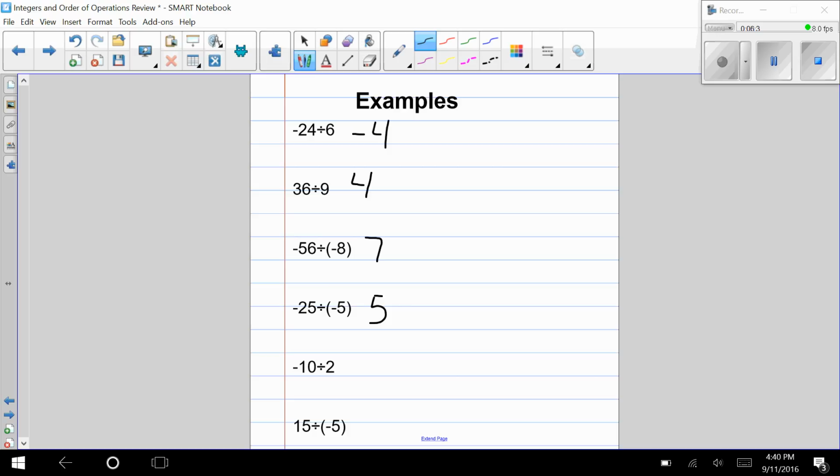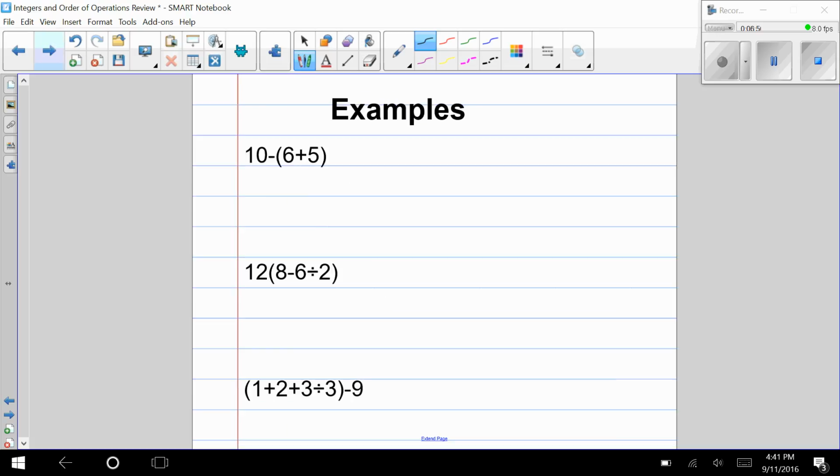Negative 10 divided by 2. 10 divided by 2 is 5. Since one is negative, one is positive, my answer is negative 5. And 15 divided by negative 5. 15 divided by 5 is 3. Positive divided by a negative is a negative. So my answer is negative 3.